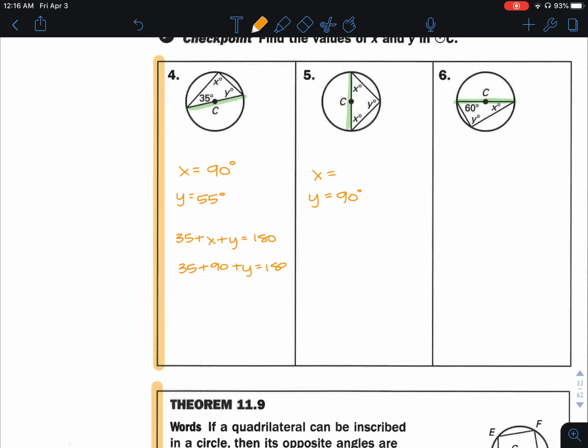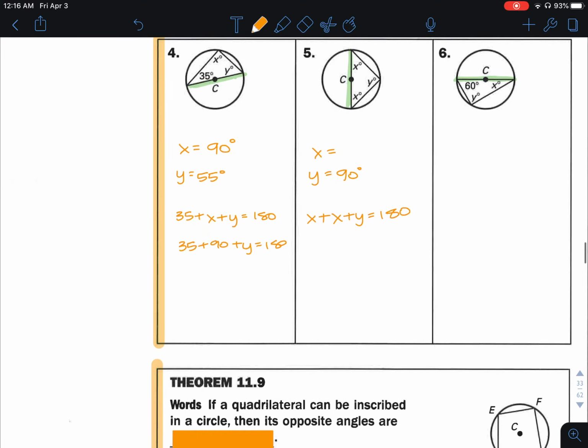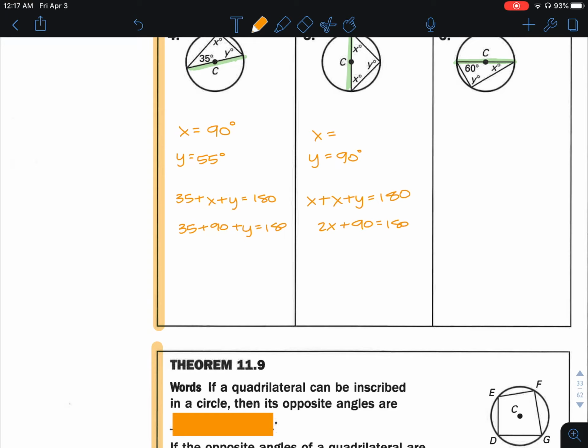Again, all my angles in a triangle add to be 180. So let's have x plus y plus x again equals 180, which I have down here. Let's combine like terms. I get 2x, right? I just combine those two x's, I get 2x. I know my y is 90, so I'm going to put 90 here, equals 180. Subtract that 90 over, I get 2x equals 90. Divide by 2, x equals 45 degrees.